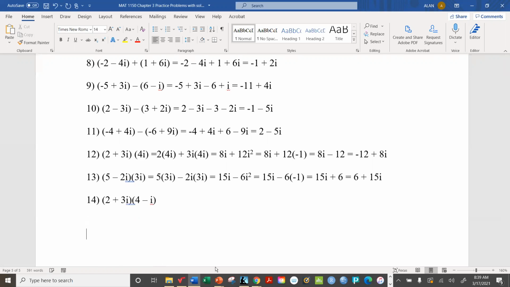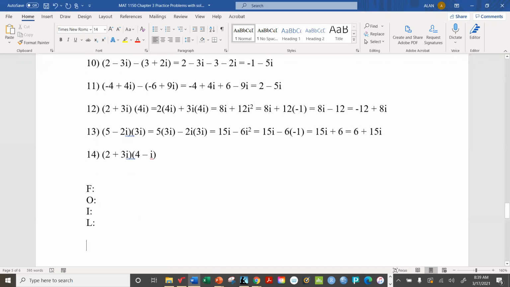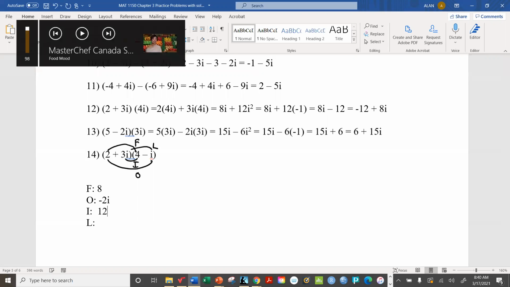Okay, here we go. Now we've got another FOIL. Now we've had plenty of practice with FOILs this morning, so we should have no trouble with this one. All right. F, O, I, and L. So F is 8. O is negative 2i. I is 12i. What the hell happened there?